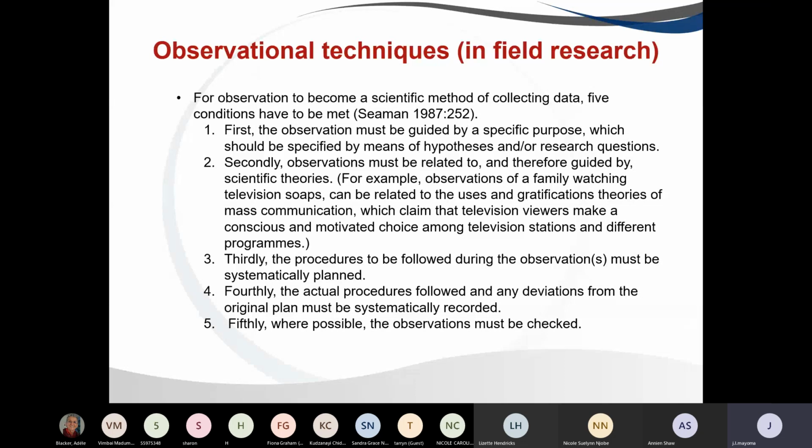And then fifthly, where possible, the observation must be checked. This can be by a supervisor or even the teacher in that classroom. Maybe at the end of the day, you can go and say, hey, this is what I observed today. Can you maybe clarify, is my interpretation correct? Because that's the thing with observation: you're watching and you're making interpretations based on what's happening. Of course, it's based on theory, but it might not be actually what's happening.